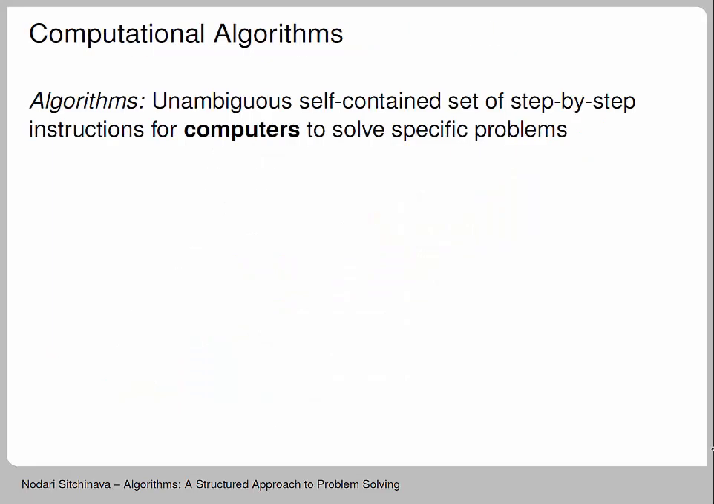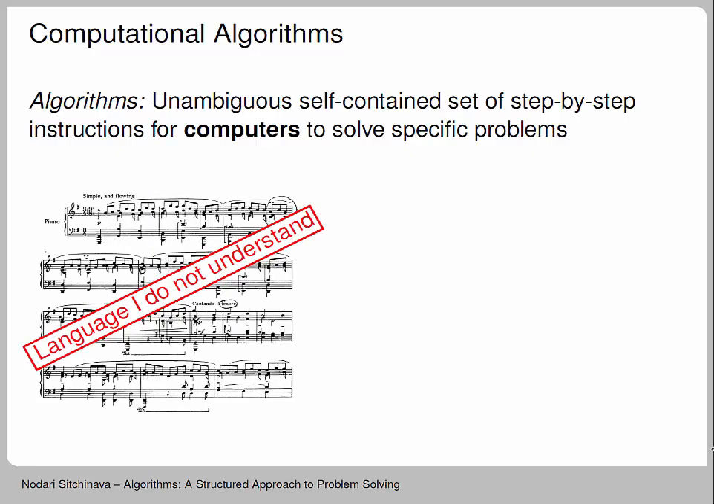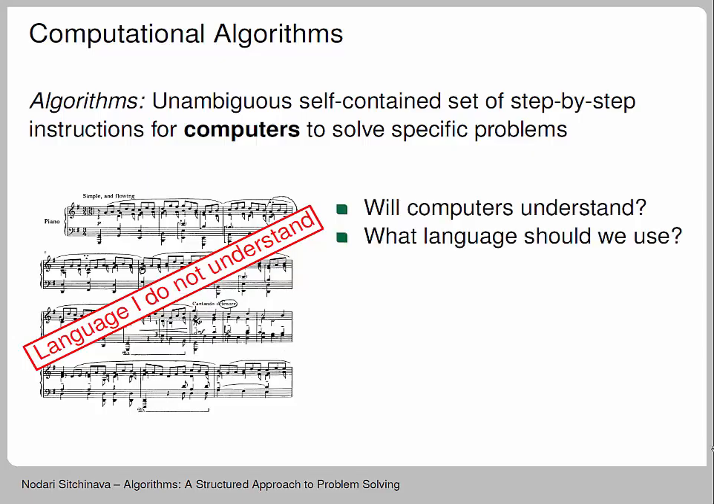So let's talk about computational algorithms that are used for computers. Computational algorithms are an unambiguous set of self-contained step-by-step instructions for computers to solve specific problems. So what about sheet music? Does it qualify? Well, it's in a language that I don't understand. Will the computer understand this language? It brings us to the following question. What languages should we use when describing algorithms?